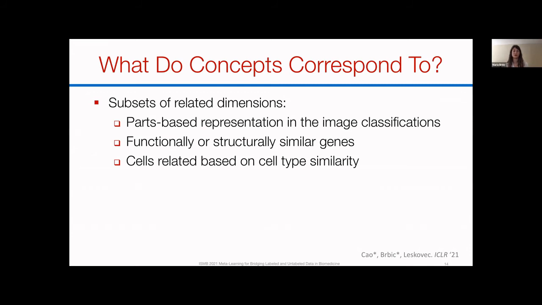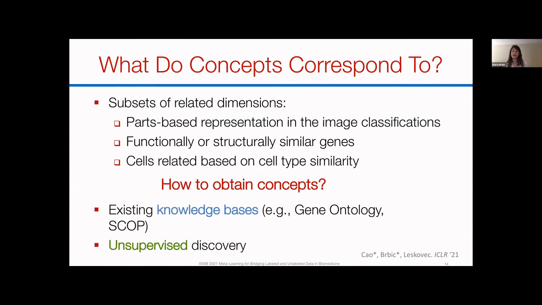In image classification, as we've seen in the example, a concept might be a part-based representation of the input, such as a bird's beak, bird's wing, or leg. If genes are our features, we might group genes using existing knowledge bases based on functional or structural similarity. If cells are our features, maybe we can group them based on cell type similarity. So how do we obtain the concepts? The concepts can be obtained from existing knowledge bases, for example Gene Ontology or SCOPe, if we want to use genes as features. And if we can't get the concepts from background knowledge, it is also possible to use unsupervised learning approaches to discover concepts.